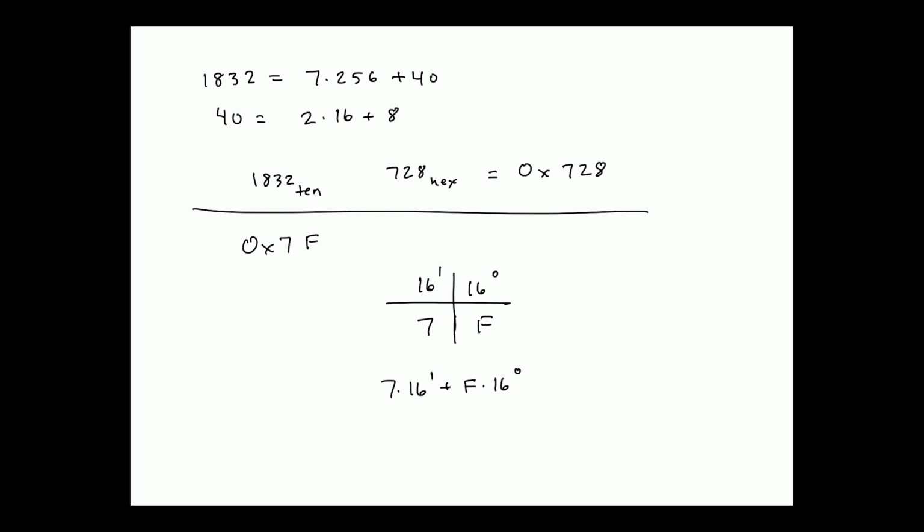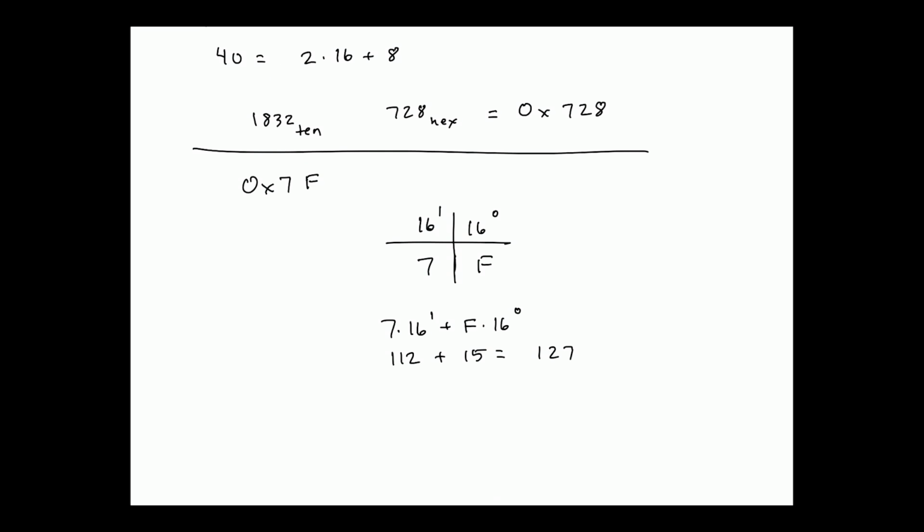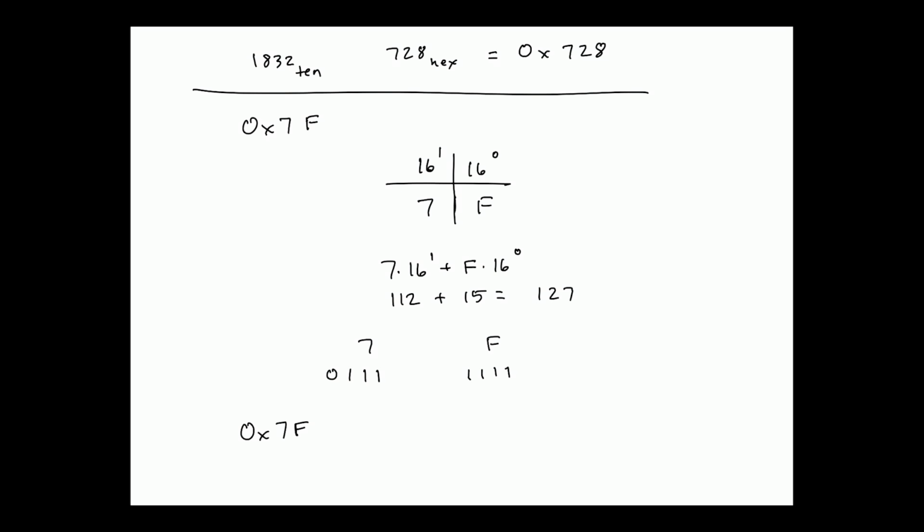16. Okay. So what is 7 times 16 to the first? Well, I'm lazy, so I'll just use the calculator. 112. Okay. What is F times 16 to the zero? Well, what is 16 to the zero first off? 1. So this is just F, and what is F? 15. And so we get 127. And in binary, what would this be? Well, what is 7 in binary? And F is 1111. So hexadecimal 7F is equivalent to binary.